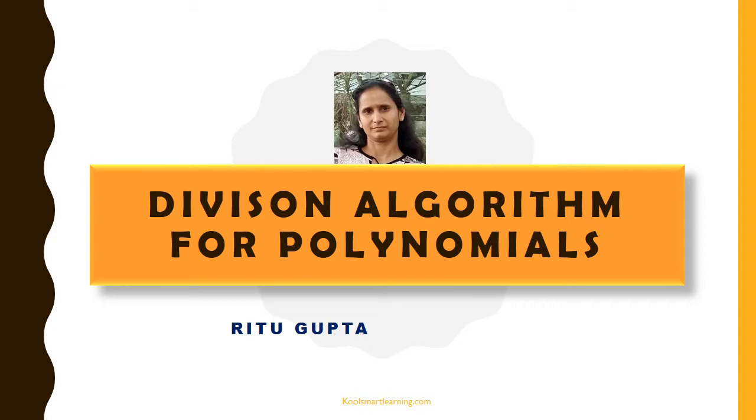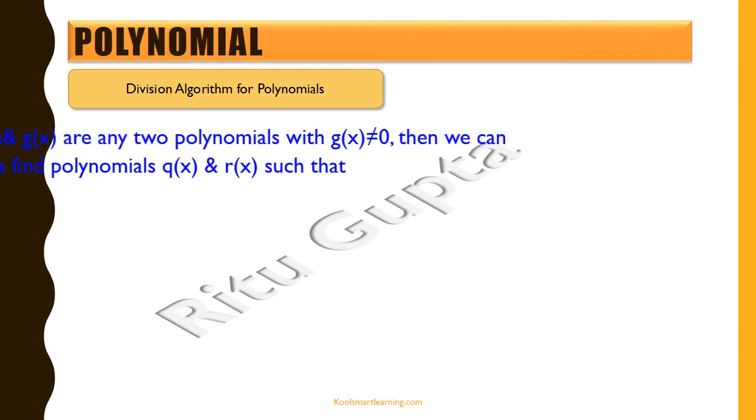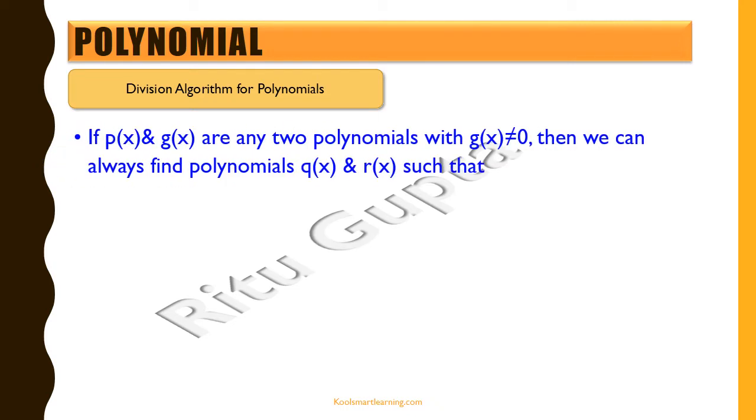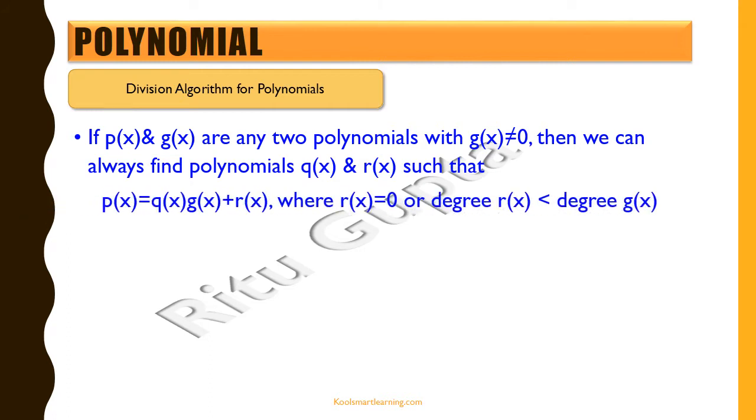Hello friends, in this session we will be talking about the division algorithm for polynomials. So friends, now if we have two polynomials p(x) and g(x) such that g(x) is not equal to 0, then we can always find two polynomials q(x) and r(x) such that p(x) is equal to q(x) into g(x) plus r(x).